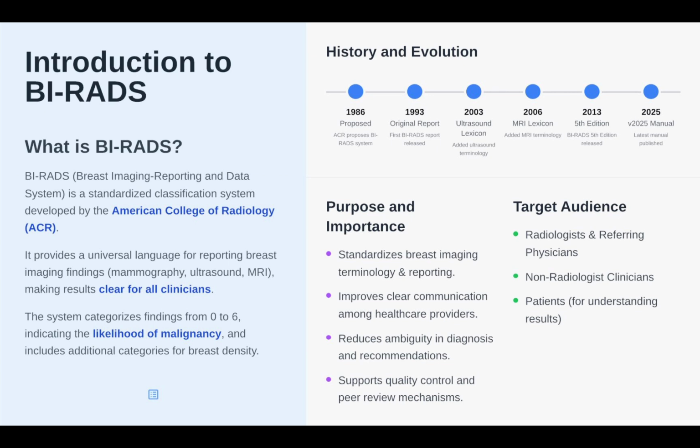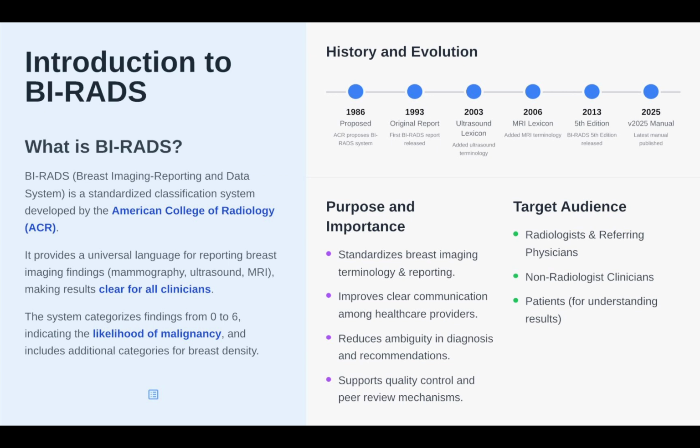What exactly is BI-RADS? At its core, BI-RADS is a standardized quality assurance tool meticulously developed by the American College of Radiology. Its primary function is to create a universal language for reporting breast imaging findings. This system isn't new. Its history and evolution date back to its inception in 1993, initially focusing on mammography.